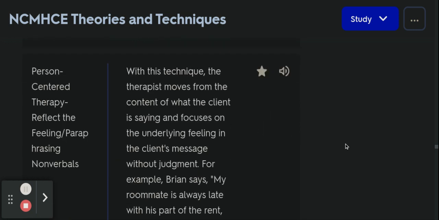Person-centered therapy reflects the feeling, paraphrasing nonverbals. With this technique, the therapist moves from the content of what the client is saying and focuses on the underlying feeling in the client's message without judgment.